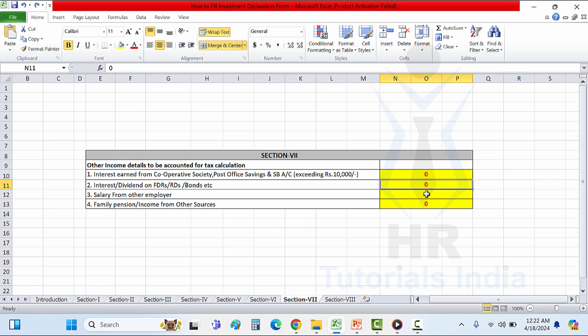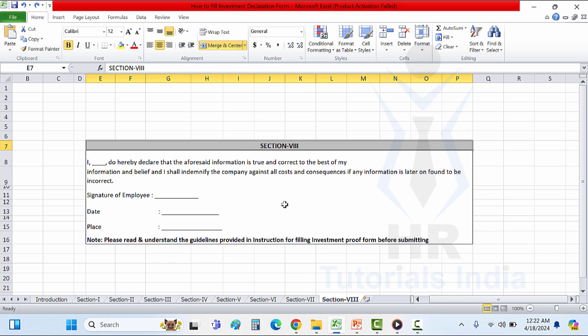Interest earned from corporate society is 0. Interest or dividend from FDRs, RDs and bonds: 0. Salary from other employer: 0. Family pension and income from other sources: 0. So income from other sources is 0 for this employee, so we have to fill 0. Now we have completed section 7. Now let's move on to the last section, that is section 8.